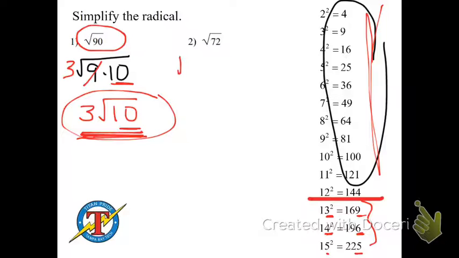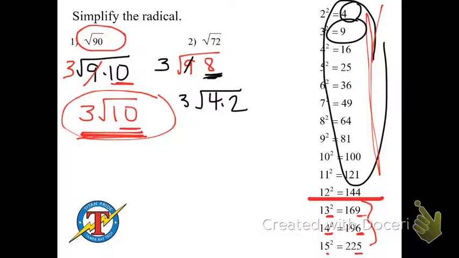9 times 8, yes, that's 72, you're right. And yes, you're right that 9 is also a perfect square, and the square root of 9 is 3. The reason this is not the best option, though, is 8 can still be broken down using a perfect square. It's 4 times 2. So we've got to go a step further. Bring down the 3, but break up the 8 into 4 and 2. 4 times 2. Now you just do another step.